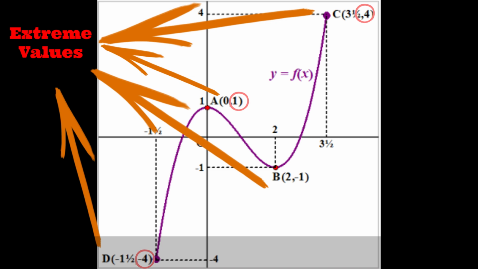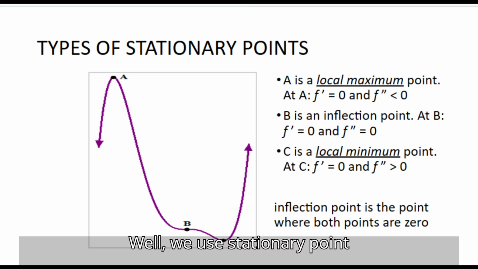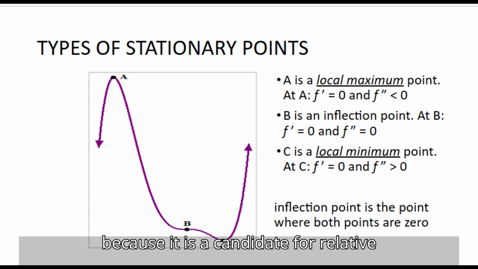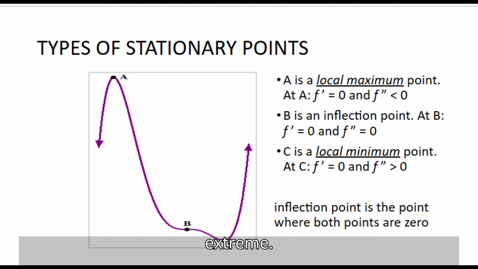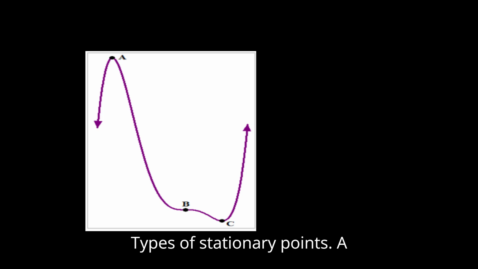But how do we know what the local maximum or minimum are? Well, we use stationary points because they are candidates for relative extremes. Syifa, go explain it. Types of stationary points.